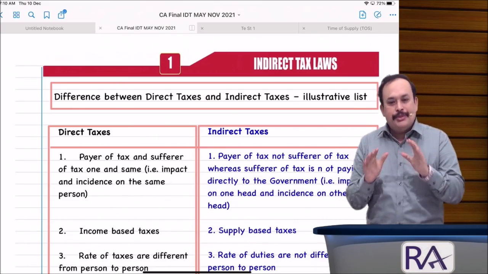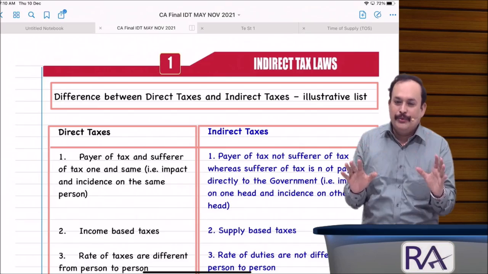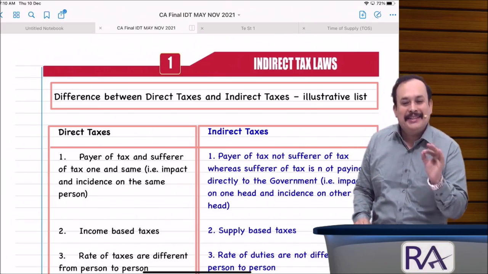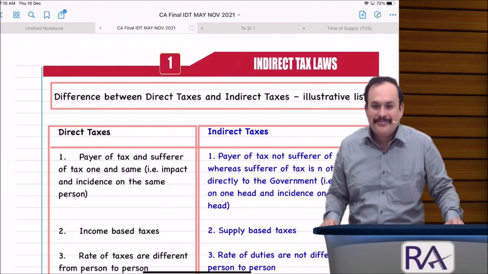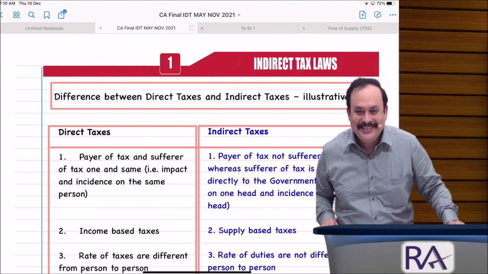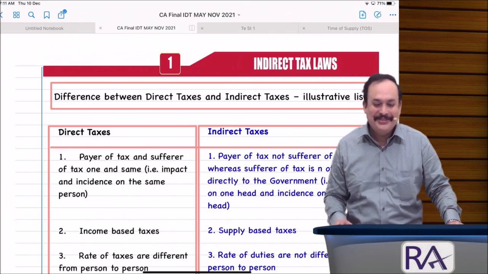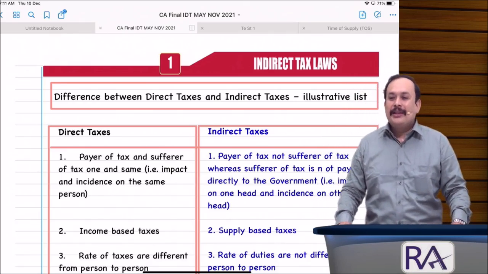From now onwards, we are going to concentrate on the part of indirect taxes. Any difficulty? Tell me. Doubt? No doubt. Fine.